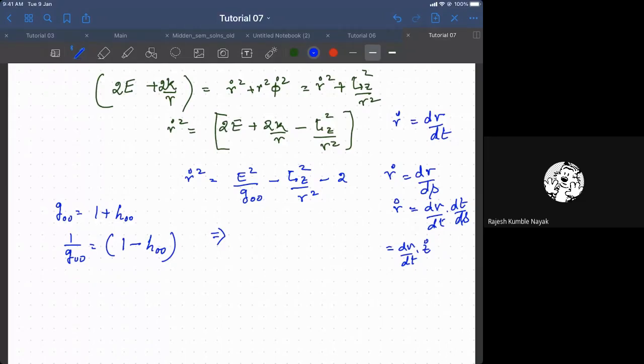But what do we get here? The understanding is that G00 actually corresponds to your 1 plus 2 phi, where phi is equal to minus k by r. So that is a Newtonian potential. Now you see this is how we understand that the G00 term, if you approximate it to the only term which is surviving, then you can get a Newtonian equation of motion in the central force problem, or the Kepler problem.